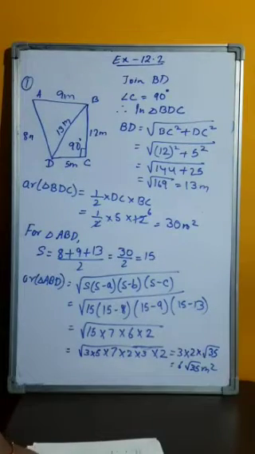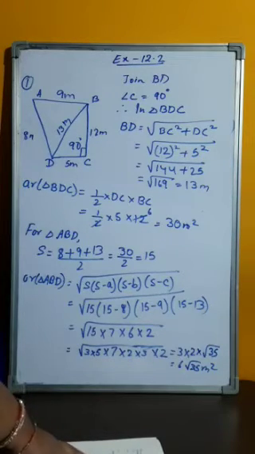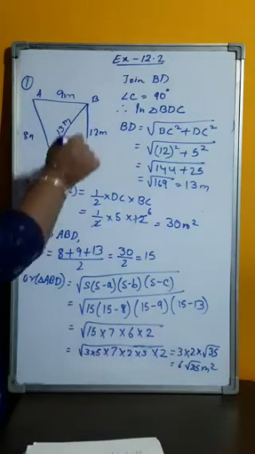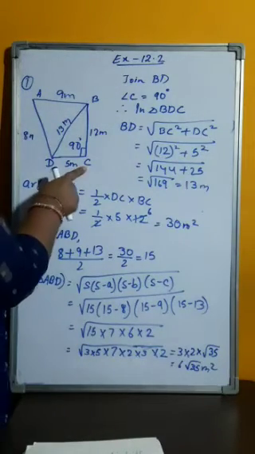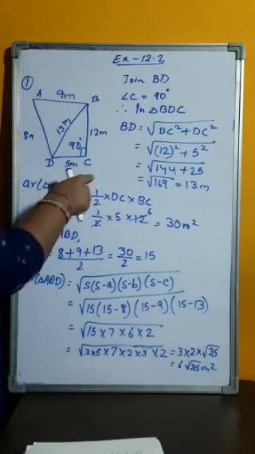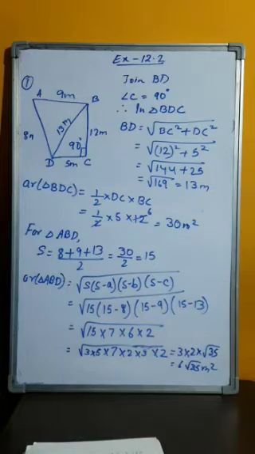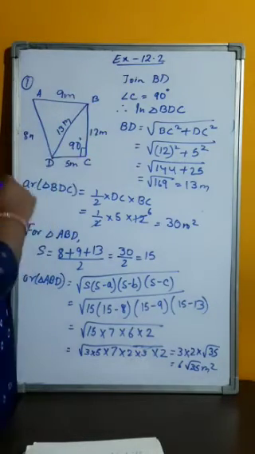Now students, we will discuss exercise 12.2. See question number 1. Question number 1 is a path in the shape of quadrilateral ABCD in which angle C is 90 degrees, AB is 9 meter, BC 12 meter, CD 5 meter and AD 8 meter. The question is how much area does it occupy?